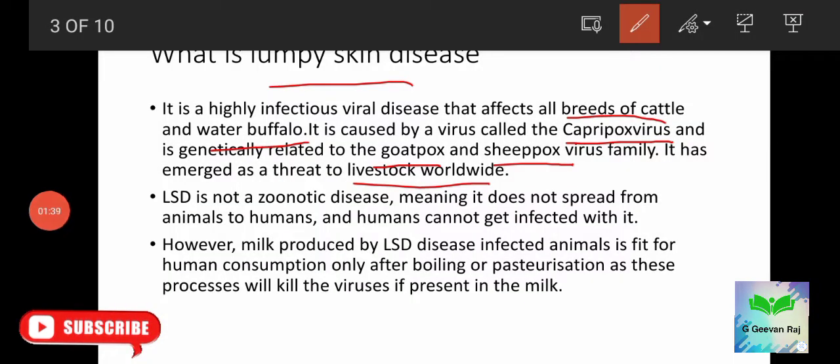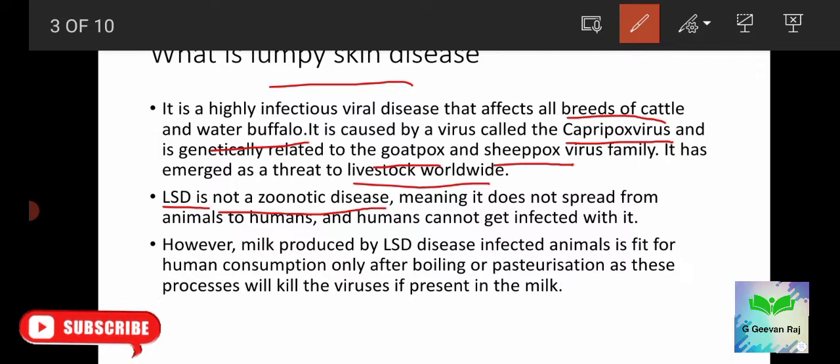Lumpy skin disease is not a zoonotic disease. I repeat, lumpy skin disease is not a zoonotic disease, meaning it does not spread from animals to humans. The reason is that it will not spread from the animal to humans. So, humans cannot be infected with this disease.